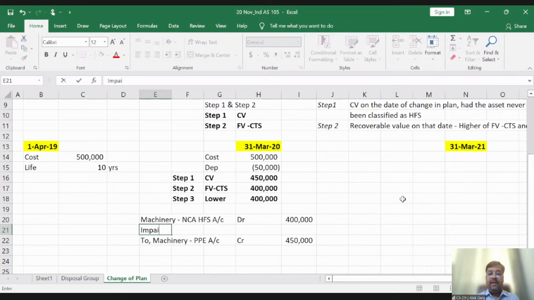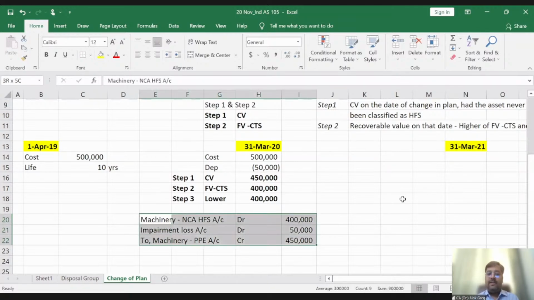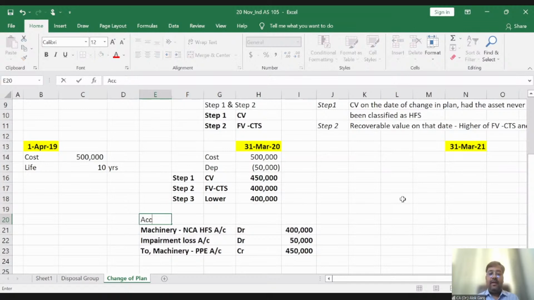The difference will go to impairment loss account on change in classification. This is your 50,000, and it will go to your P&L. Is it clear? This is your accounting entry at the time of classification as HFS.